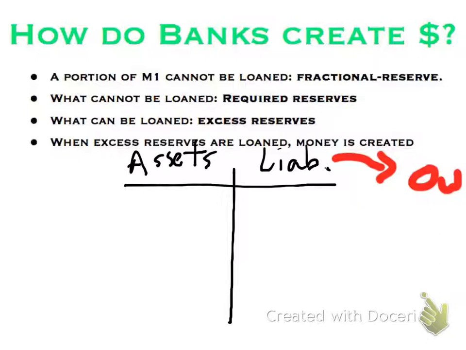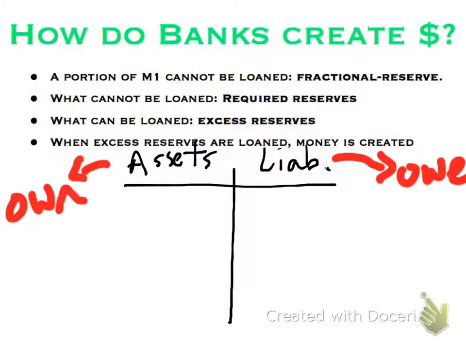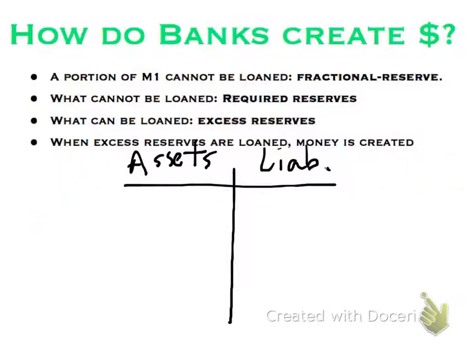That didn't make it on the screen, did it? O-W-E. Whereas an asset is something you own. O-W-N. Okay, an asset is something you own, a liability is something you owe.